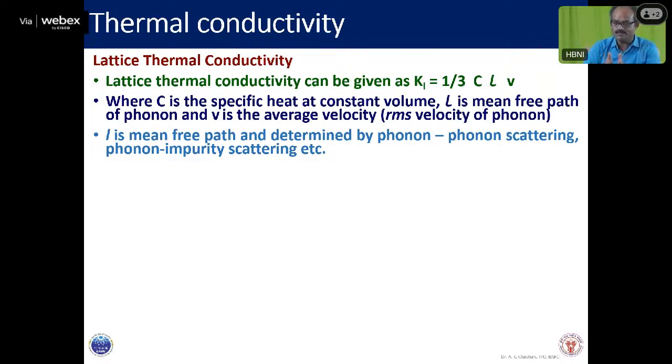So a phonon, if it is emitted from one vibration and before it is absorbed or strikes another vibrating lattice, has a certain free path, that is the mean free path, and V is the average velocity of the phonon which is moving. And this mean free path is determined by phonon-phonon scattering or phonon-impurity scattering.